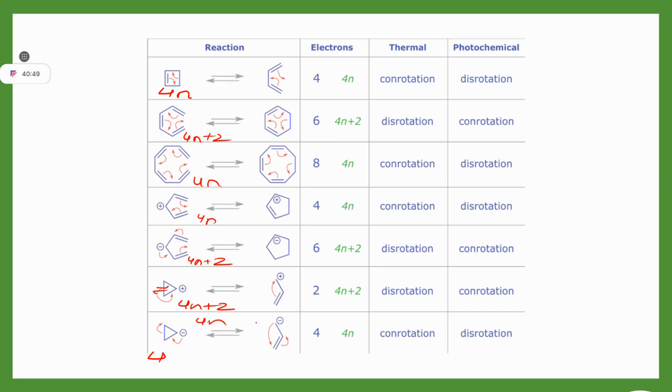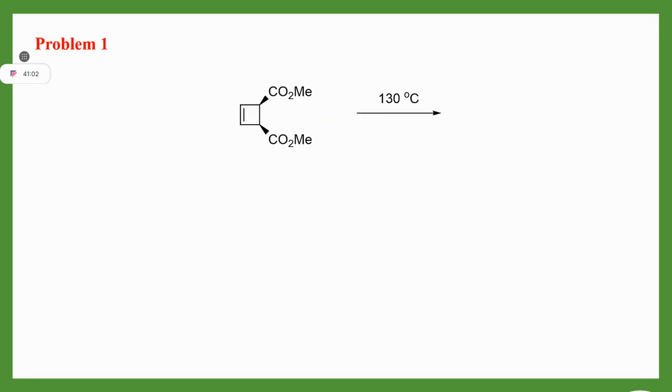Correct? It's your homework. You should know under thermal condition which type of rotation it will go through. I have discussed with you, you can see previous slides for that. So students, this is your problem number 1. You have to tell me the product and the orientation of these groups. Pause the video, take 1 minute and try to solve this question.